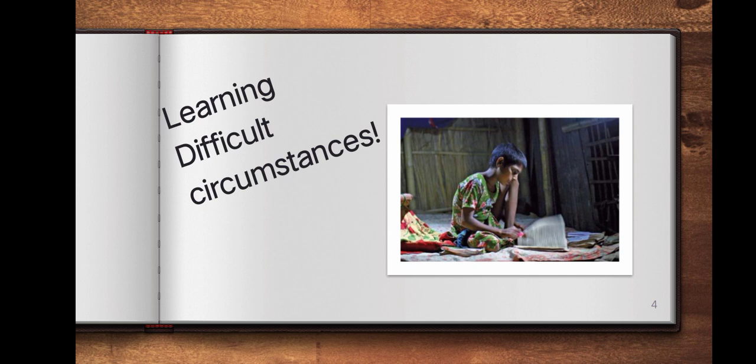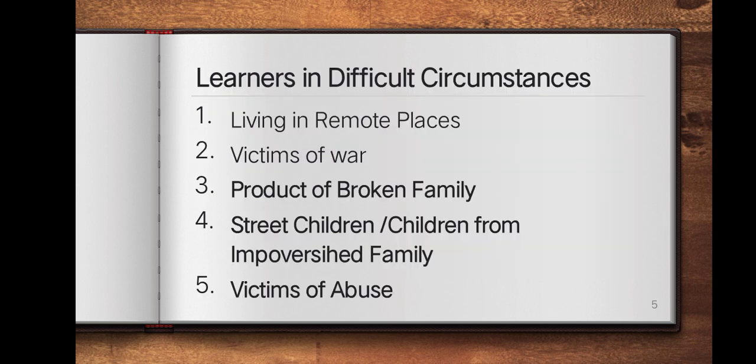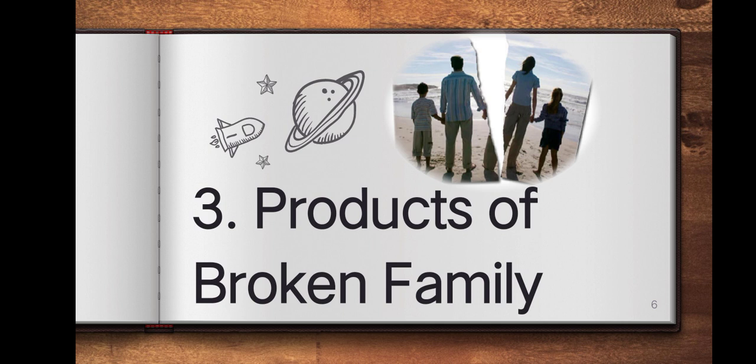Learning difficult circumstances. So there are 5. So gidiscuss na ganiya ang 1 and 2. So proceed ta sa 3, 4, and 5, which is product of broken family, stray children or children from impoverished family, and victims of abuse. So products of broken family.